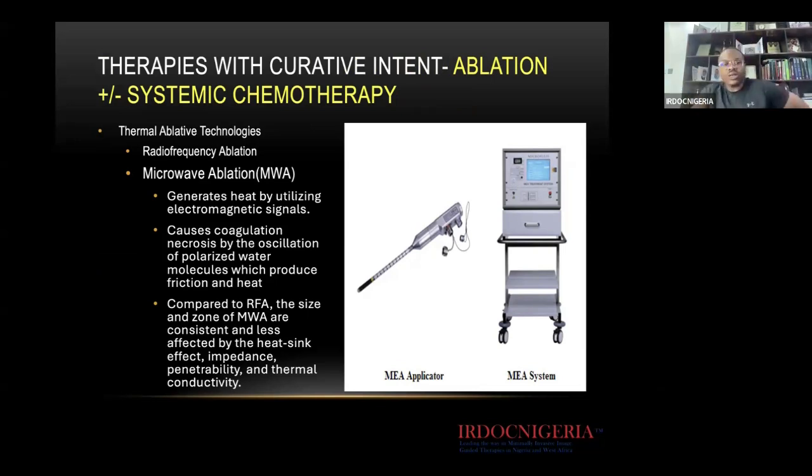And this causes coagulation necrosis by the oxidation of polarized water molecules, which then produce friction and heat. So when you compare radiofrequency ablation to microwave ablation, with radiofrequency ablation, we needed to use multiple probes in order to kill a tumor. However, with microwave ablation, you pretty much need one probe. Basically, the size of the burn zone is proportional to the time of burn.